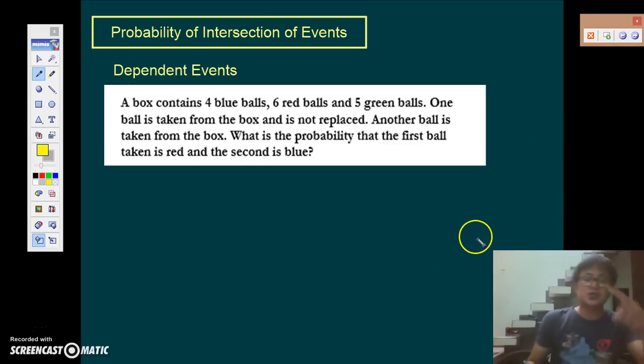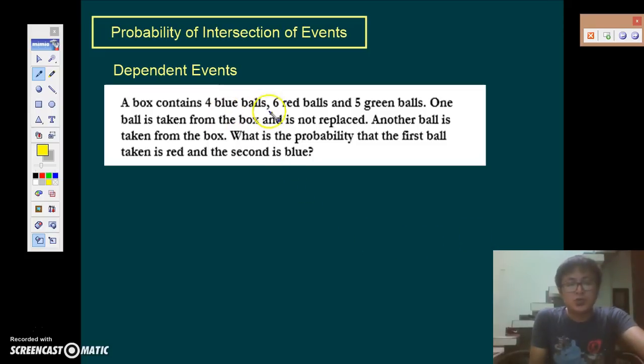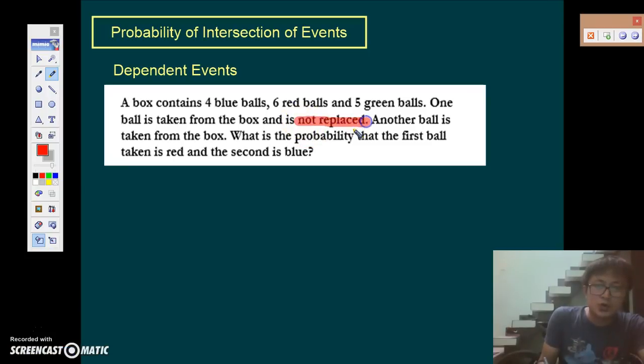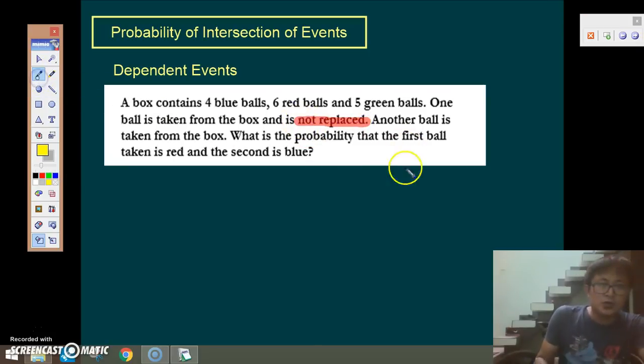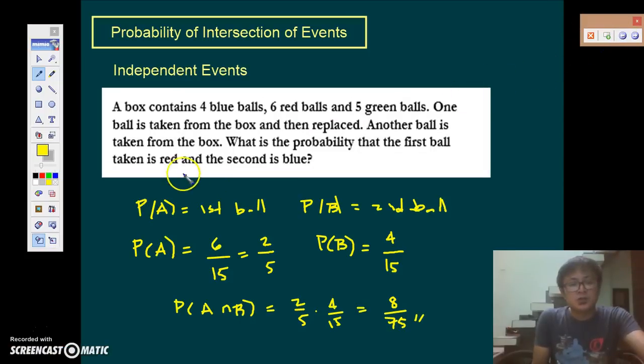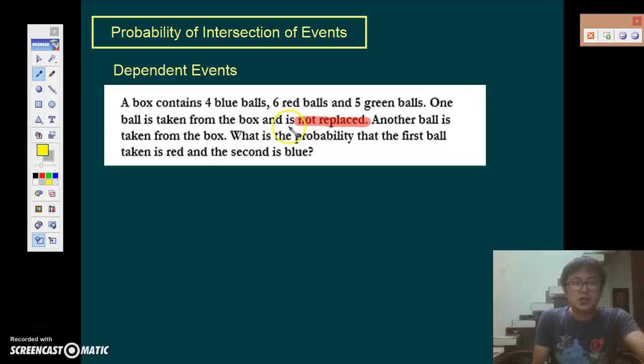So the next. Basically it's the same problem as before. A box contains 4 blue balls, 6 red, and 5 green. One ball is taken from the box and is not replaced. So that's the difference here. The difference here is that this time the ball is not replaced. Another ball is taken from the box. What's the probability the first ball is red and the second is blue? It's basically the same problem as before. But in this case, the first ball taken is not put back again.